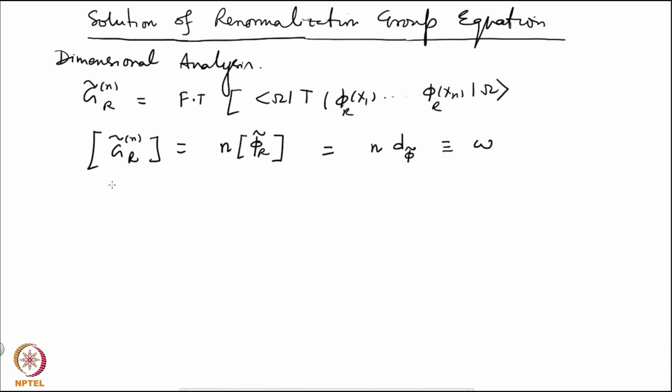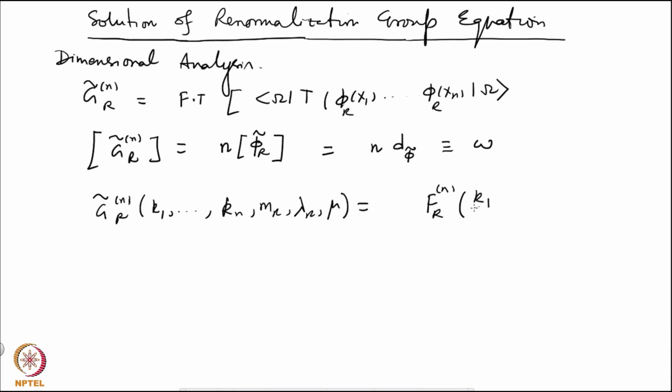So let's look at this. On dimensional grounds, G tilde n r with all these arguments is equal to the following. You write f of r n. Once I have written this, it will be clear what f of r is.